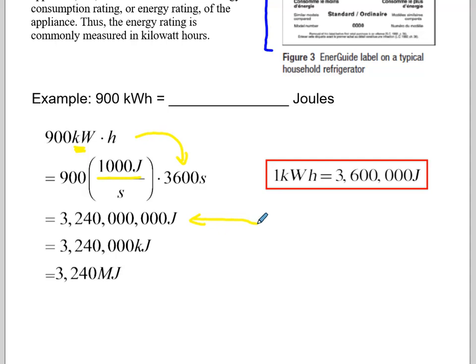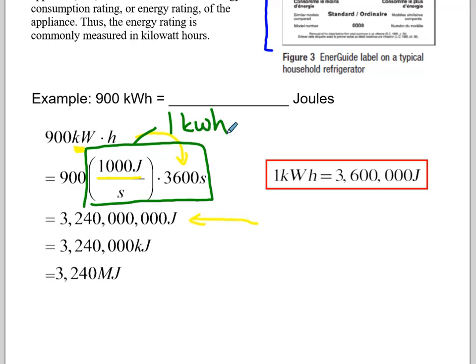So we use something else called a kilowatt hour. Even if you trim this down using prefixes, you still get 3,240 megajoules, which still sounds huge. But what I want to point out is this: the green box is 1 kilowatt hour. If you multiply 1,000 joules per second times 3,600 seconds, those seconds would cancel and you would get this. So 1 kilowatt hour is equal to 3.6 million joules.